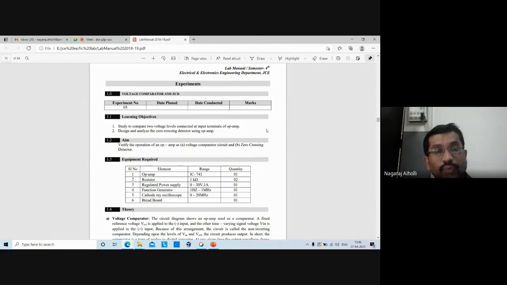So like this, when the output goes from plus Vsat to minus Vsat, or from minus Vsat to plus Vsat, we will be able to identify whether the first input voltage is greater than the second input voltage, or the first input voltage is less than the second input voltage. Clear here?